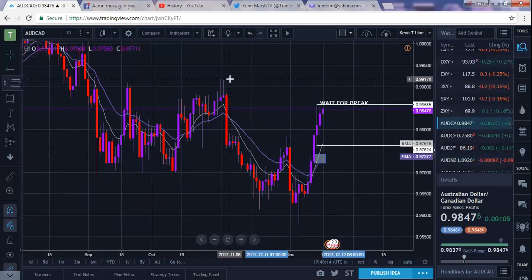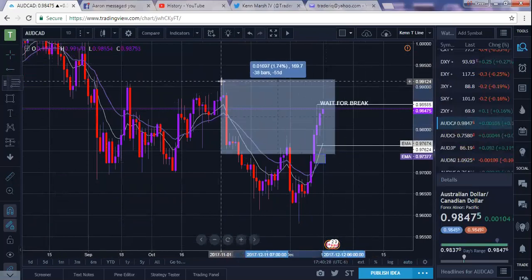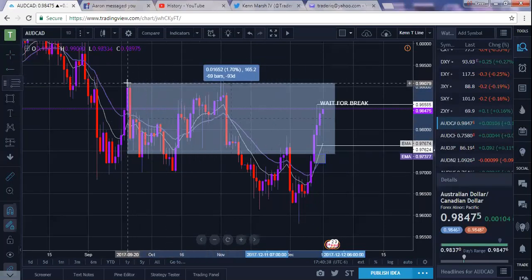So if we did enter at this area here, say we entered right at the top of this area, and we aimed to this target. I mean, we're looking at 170-ish pips with about a 30 pip stop loss maybe. So that would be a beautiful, nice trade. But that definitely expected to break these two equal highs.